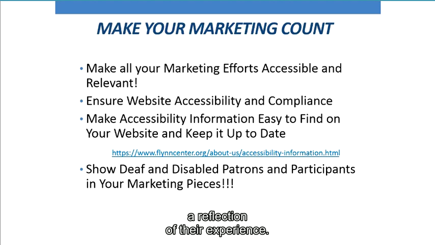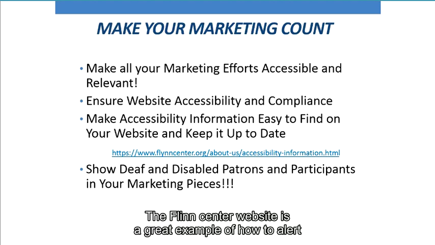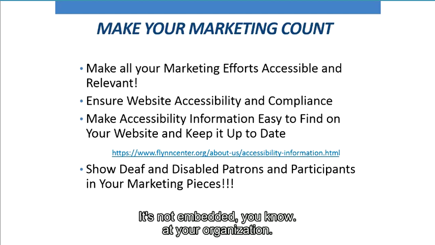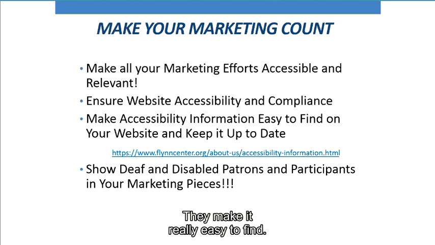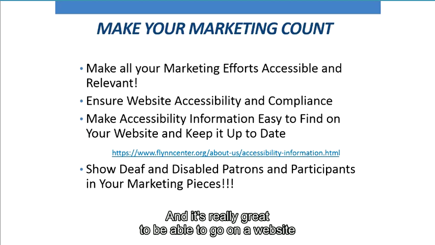The Flynn Center website is a great example of how to alert people about what the different access offerings are at your organization. They make it really easy to find. It's not embedded, you don't have to click 5 different times to find it. And it's really, really great to be able to go on a website and just see accessibility. As a disabled consumer, that means a lot to me.